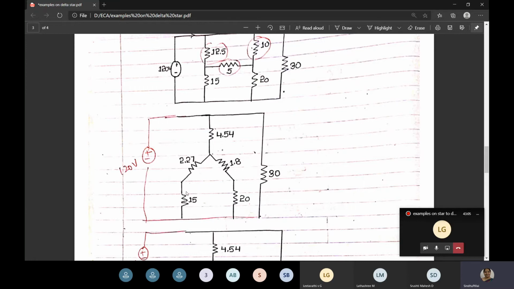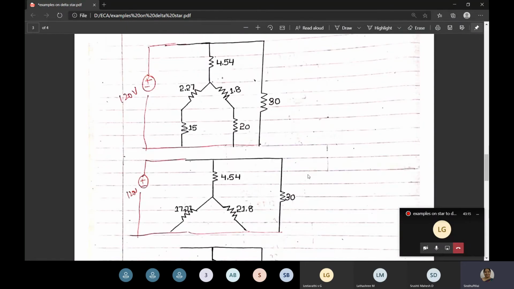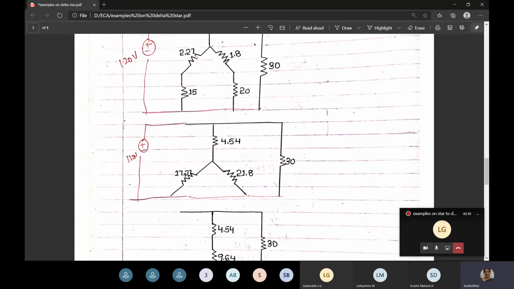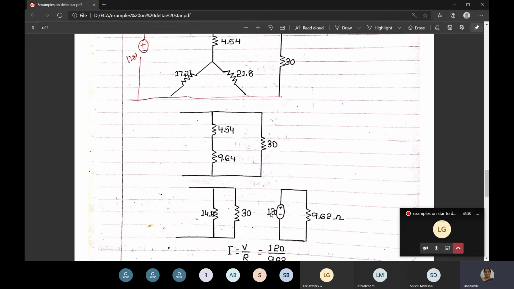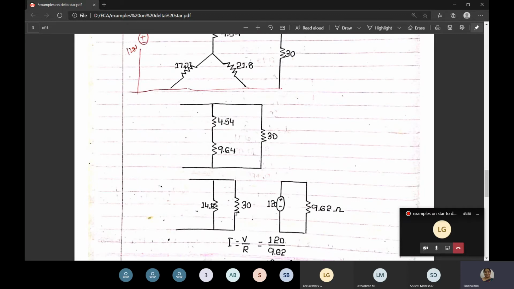So 15 and 2.27 are in series, 1.8 and 20 are in series. So you'll get two resistors which are parallel to each other. That is in series with 4.54 that I have written here. Reduced in series, it is 7.27 and 21.8. They are parallel to each other. That is 9.64, which is in series with 4.54. Both will get added and that will be in parallel with 30. After adding, you'll get 14 point something and this 30.